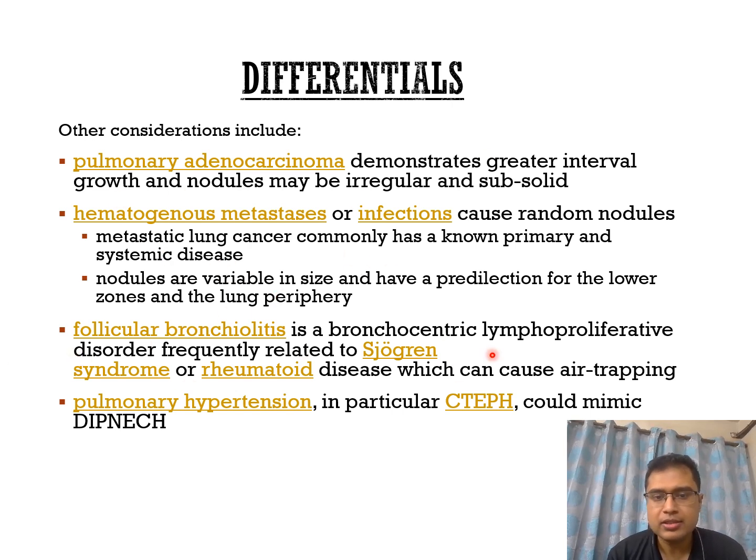Follicular bronchiolitis usually is associated with connective tissue disorders like Sjogren's and rheumatoid arthritis. Pulmonary hypertension is a good differential. If you diagnose that, you have to look at the pulmonary artery as well, the diameter of the pulmonary artery compared to the aorta, which was normal in this particular case.